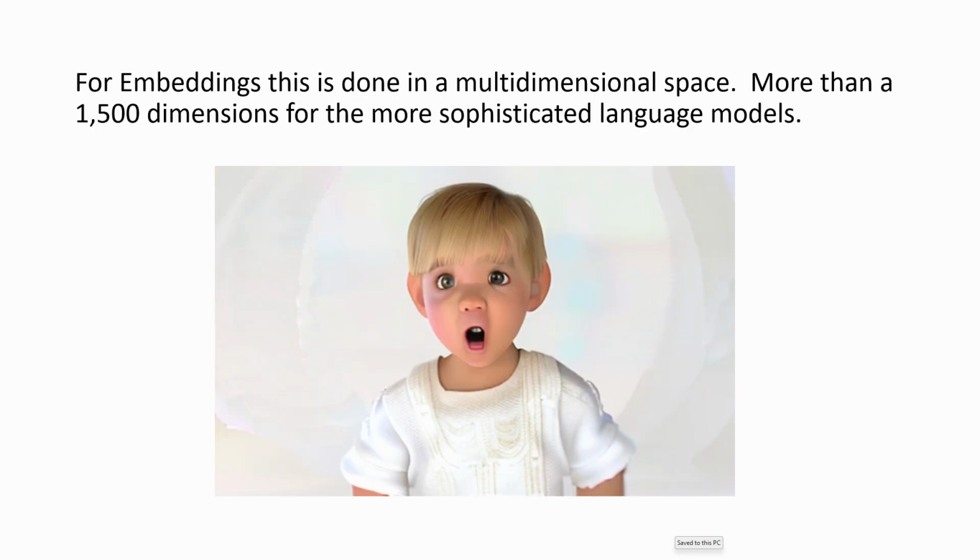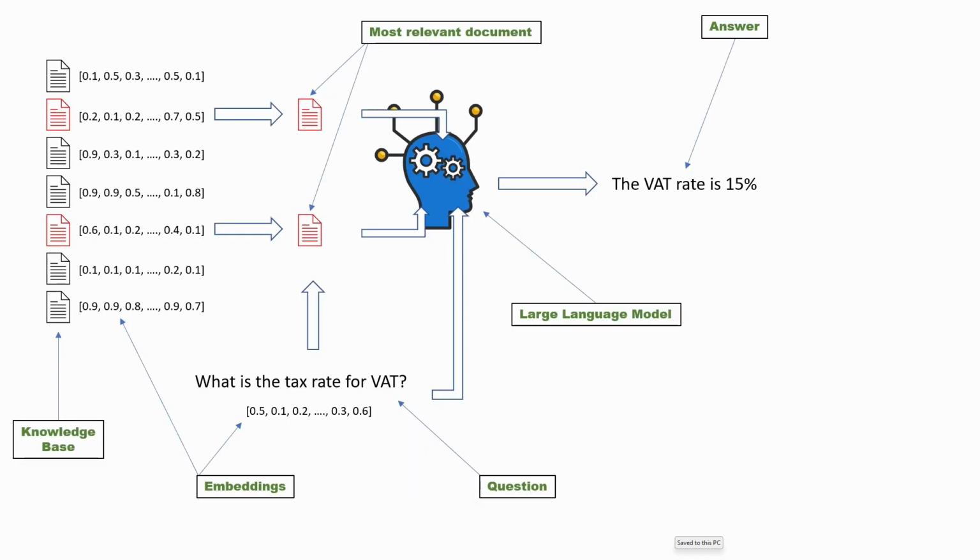For embeddings, this is done in a multidimensional space that, in the case of ChatGPT, has more than 1,500 dimensions. My mind cannot possibly visualize this many dimensions, and it's hard to accept that this is sufficient to be able to index a document or phrase based on the concepts inside, but it works. So let's go back to our architecture slide.